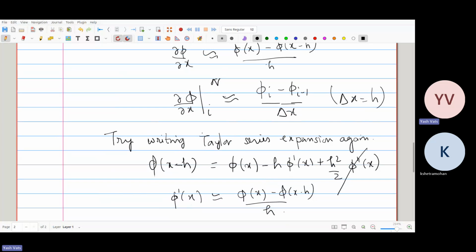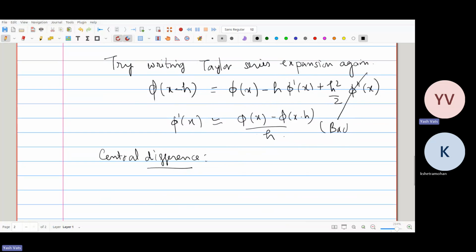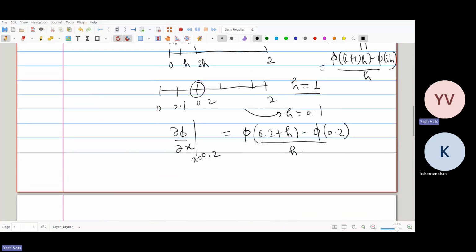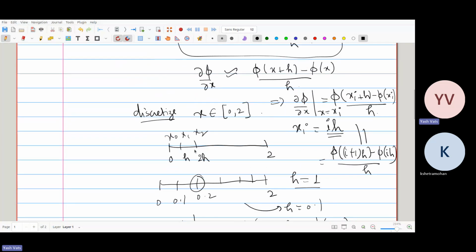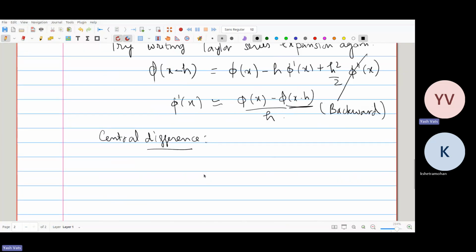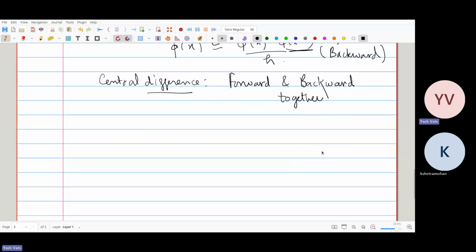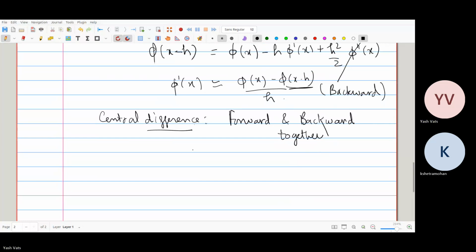Why is it called backward difference? Because you are going backward in time or space. And here it's called forward in space because you are going in the forward direction, x plus h, right? And for central difference, you do have forward and backward together. So in that way you can find it.